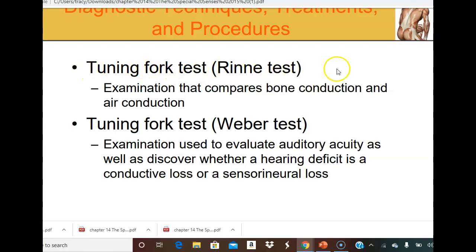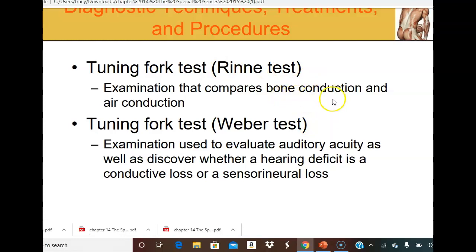There are different types of hearing tests that you can use. There's something called a tuning fork. Those of you that have a music background might know that you can use different tuning forks for different pitches. And so there's a test that you can actually do with a tuning fork. There's one called the Rinne test and one called the Weber test.